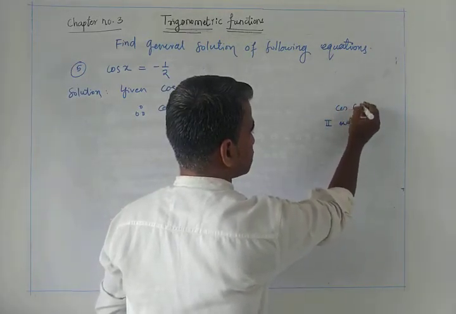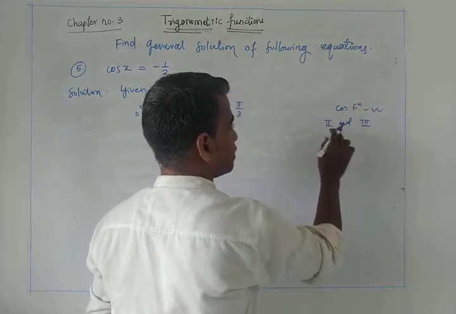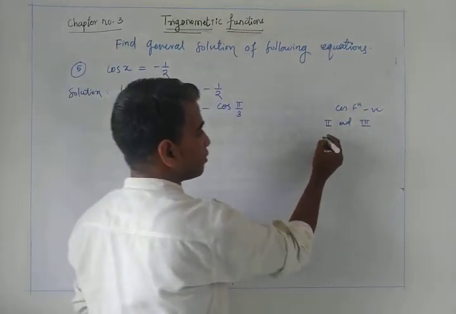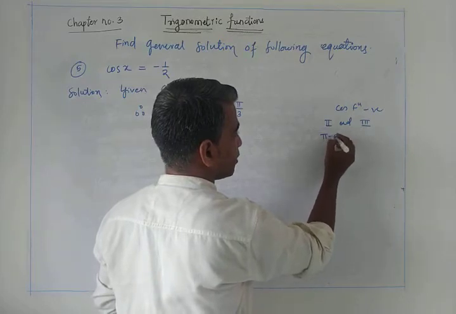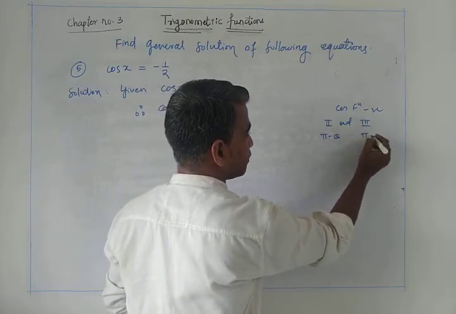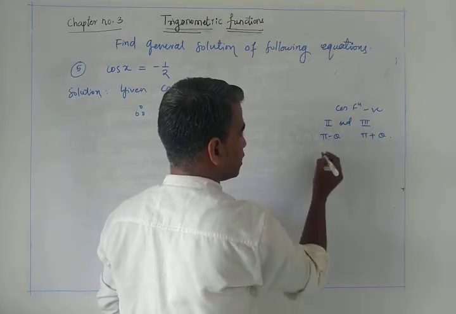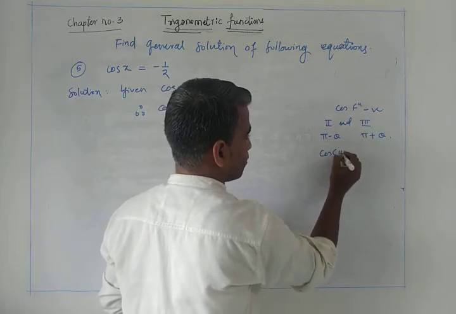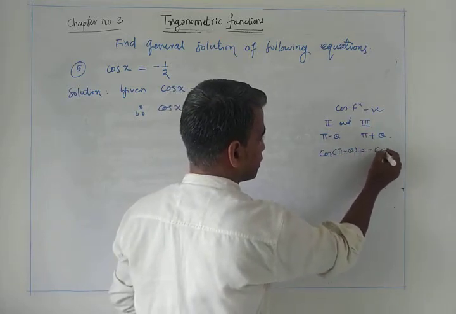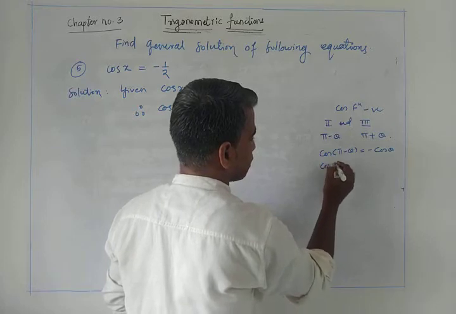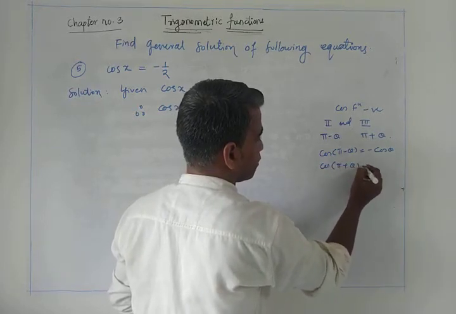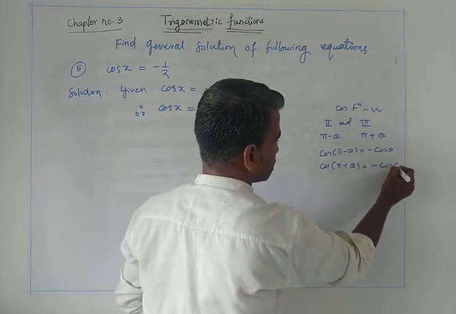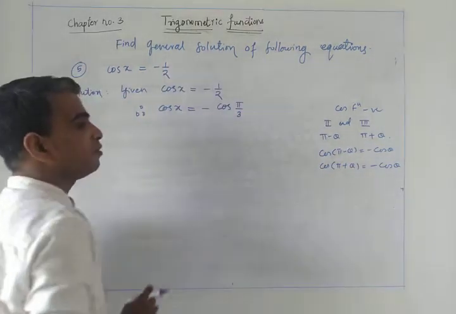Cos function is negative in the second and third quadrant. So for the second quadrant we will use pi minus theta, and for the third quadrant we will use pi plus theta. It means cos(pi minus theta) is equal to minus cos theta, and cos(pi plus theta) is equal to minus cos theta. Any one of the formulas we will use.